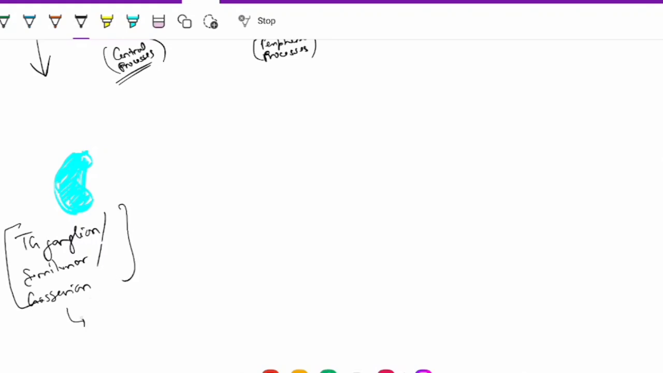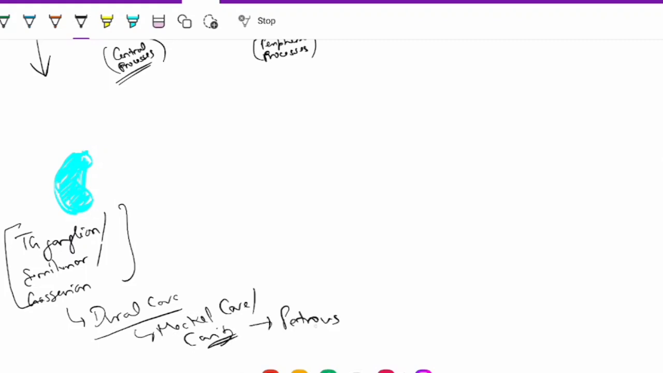It is located in a dural cave, which is also known as Meckel's cavity or Meckel's cave, which is in the petrous temporal bone. Right. So this is a little bit about the ganglion.